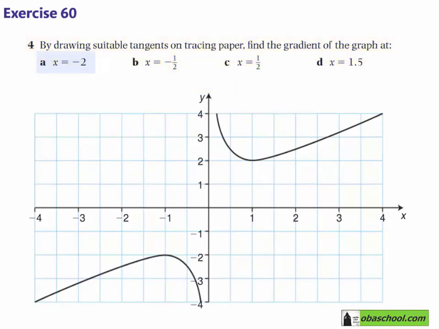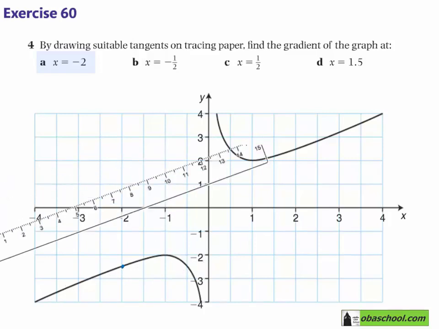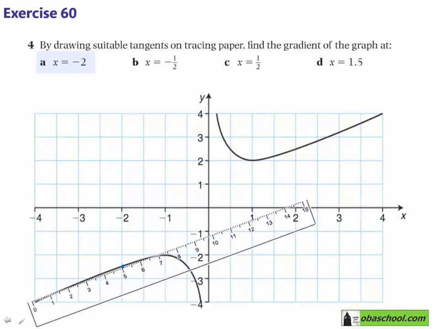x equals minus 2. So the first part, x equals minus 2. This is the point. At this point, we are going to use the ruler and determine how the tangent is going to be drawn. Using the ruler, the tangent is approximately as shown here, where it touches the curve at this point only. Then we sketch a line.